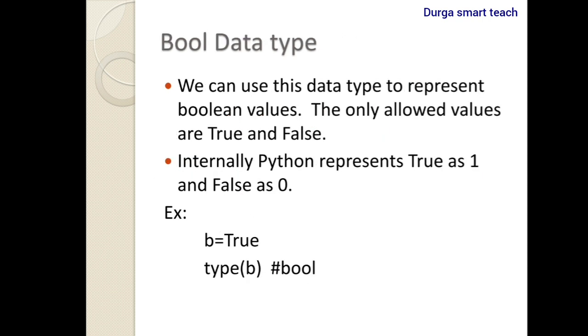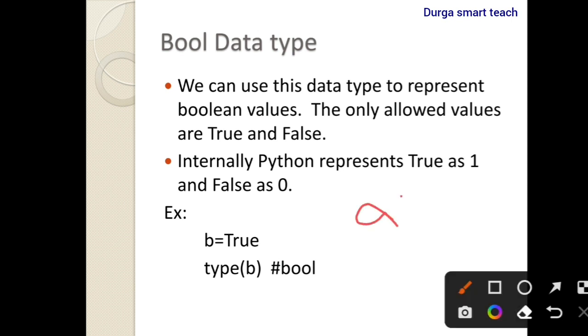So the next type is bool type. Bool is nothing but boolean. It contains only two values, either true or false. So if you want to check the condition, that is a greater than b.